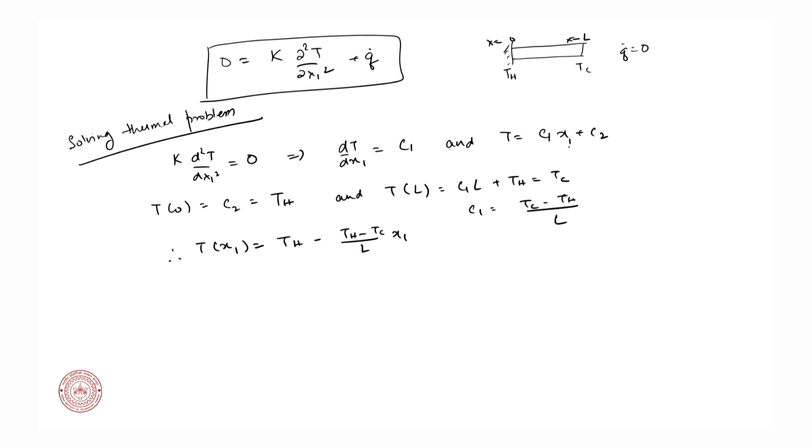All right, this is the variation of x1. So, this becomes our temperature equation. It is a linear variation with temperature. On the left hand side it is T hot, on the right hand side it is T cold. If you put the value of x1 as L, it will come out to be Tc. Okay. Then solving for the mechanics problem.